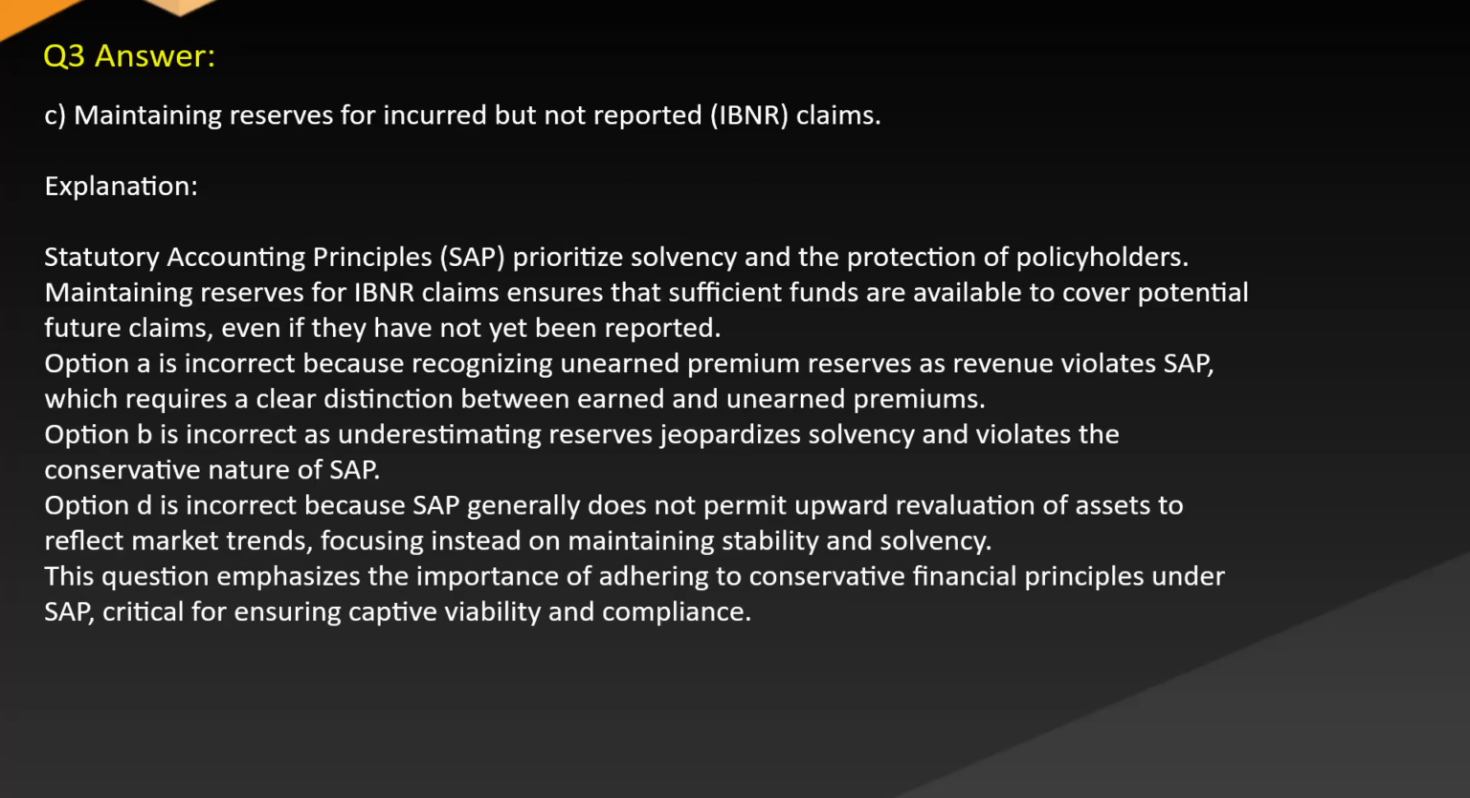Answer: C. Maintaining reserves for incurred but not reported (IBNR) claims. Explanation: statutory accounting principles, SAP, prioritize solvency and the protection of policyholders. Maintaining reserves for IBNR claims ensures that sufficient funds are available to cover potential future claims even if they have not yet been reported. Option A is incorrect because recognizing unearned premium reserves as revenue violates SAP, which requires a clear distinction between earned and unearned premiums.